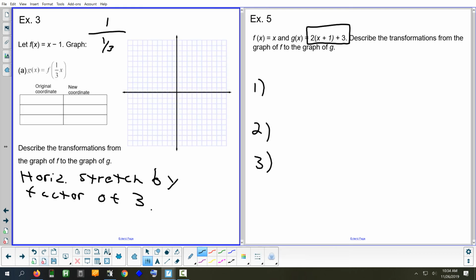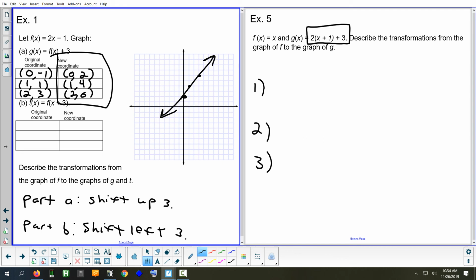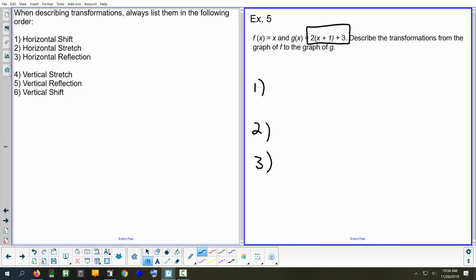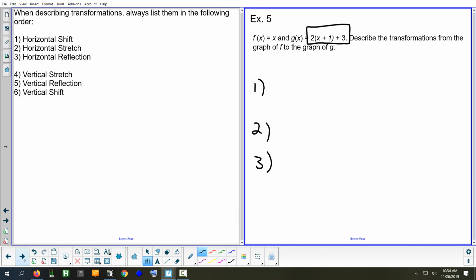Yes. Now I'm going to bring those a little closer. Did we add or did we subtract? We added. When you add inside the parentheses, what does it do? Horizontal shift left. Yep. So you can say shift left. How many? 1.